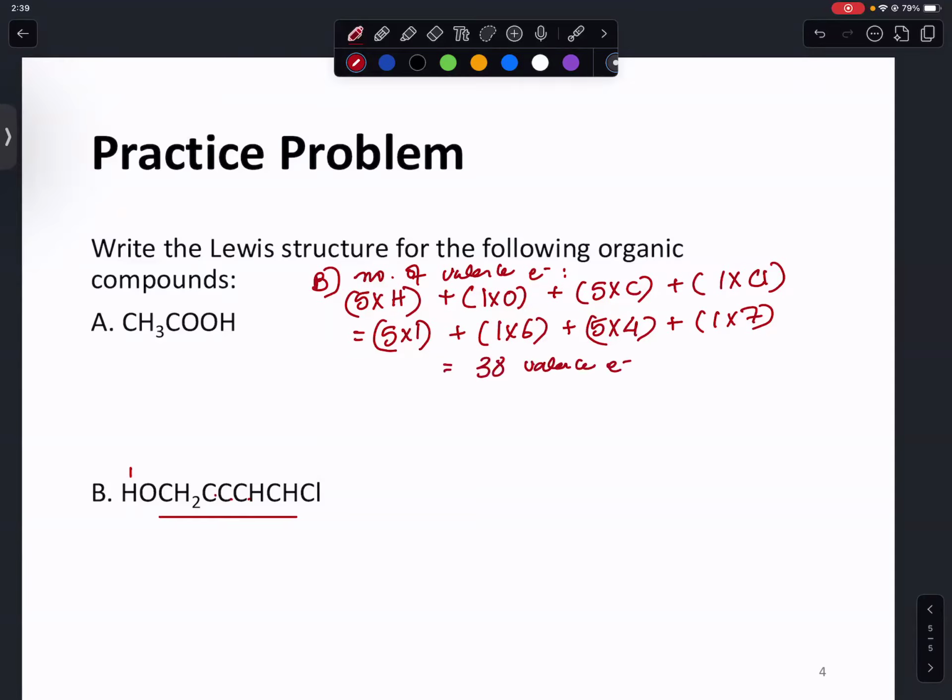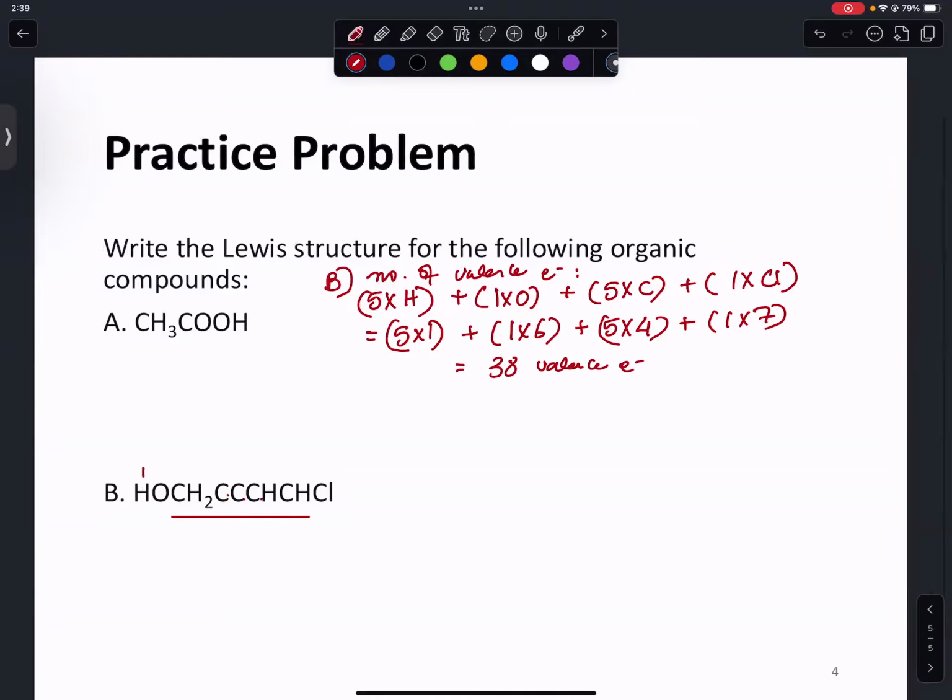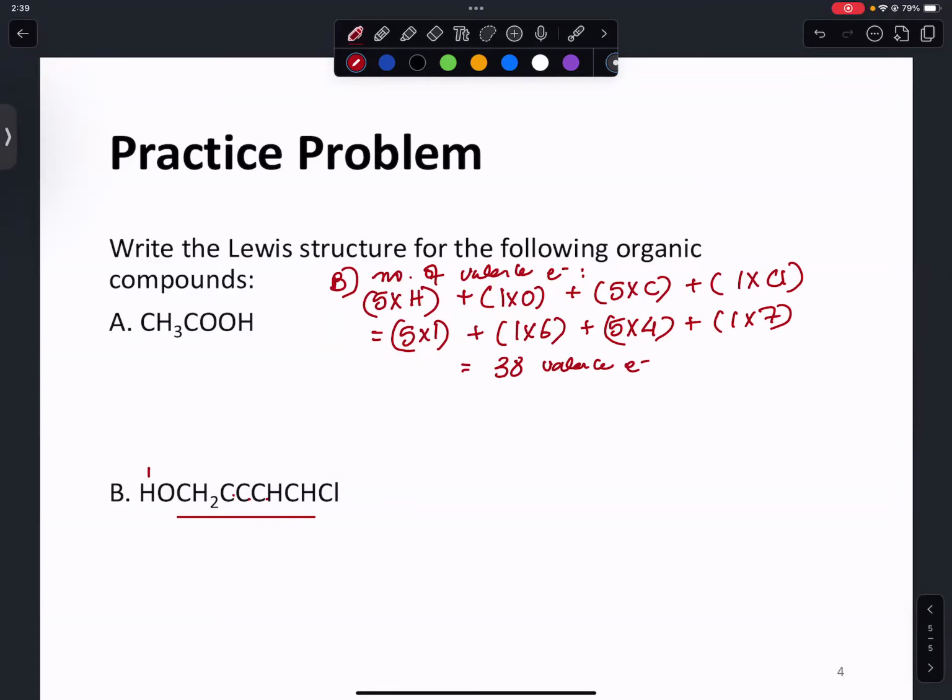Okay, so we determined the number of valence electrons, and then I'm going to start by building up the skeletal structure. So I will first start by laying out the carbons: 1, 2, 3, 4, and then 5. And then I'll start by laying out the non-carbon atoms: oxygen, and then chlorine right here. Oh, sorry, this seems like a carbon. So I'm going to say Cl, okay? And then I'm going to start laying out the hydrogen.